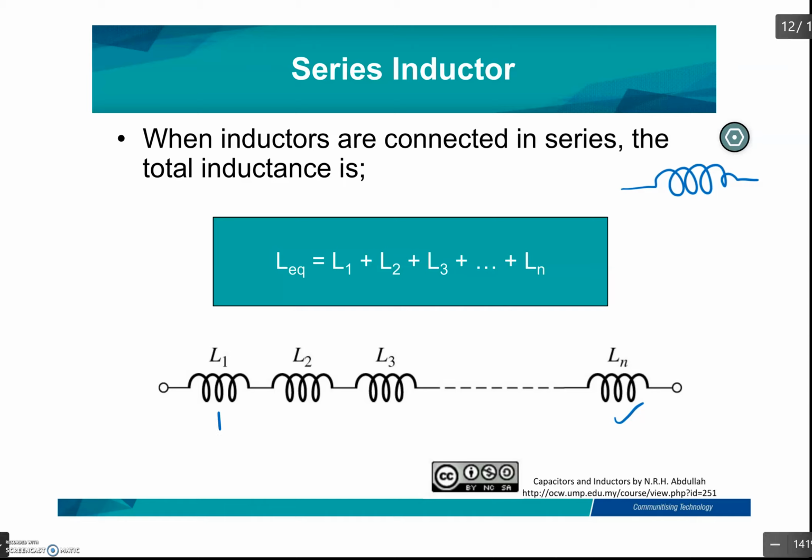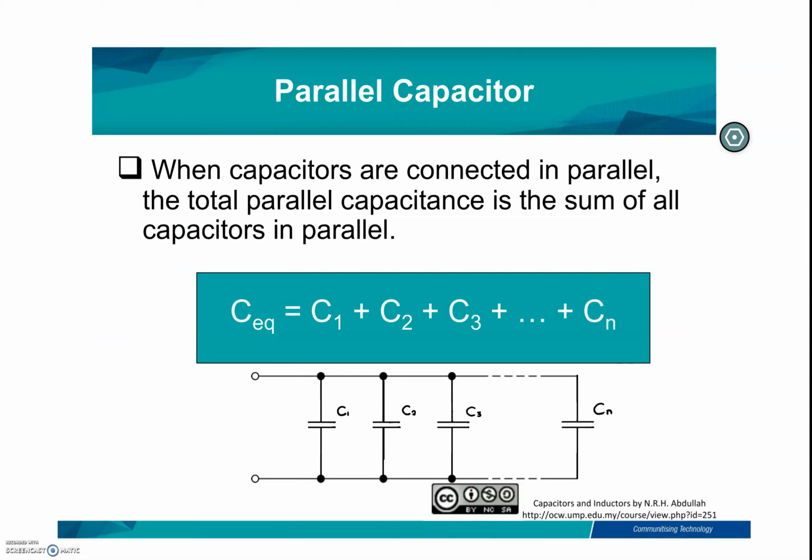As for the series inductor, take a look at this example. If I choose 1 henry, 2 henry, and 3 henry, the L equivalent will be L1 plus L2 plus L3, 1 plus 2 plus 3, so the value will be 6 henry.